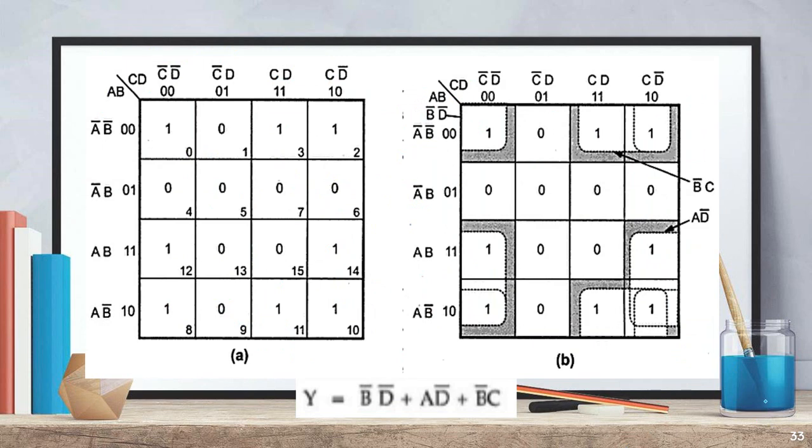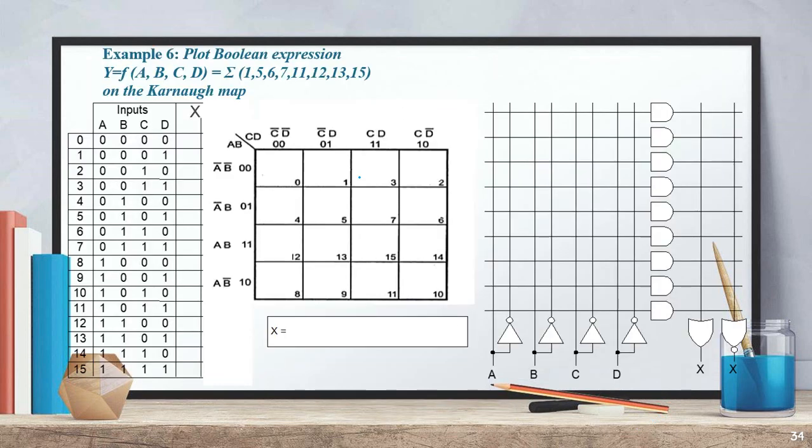Once again, the same answer is shown here, what you have to get. Already we got B bar D bar plus A D bar plus B bar C. So our answer is proper. You can be more flexible doing these things. Mapping is difficult, and for that reason I am doing more examples.